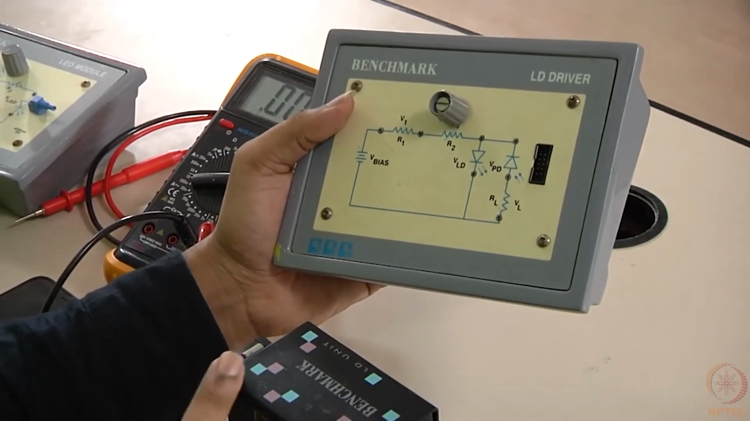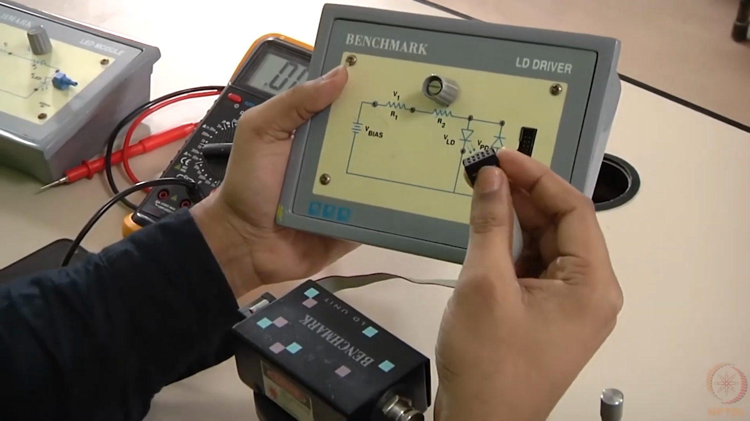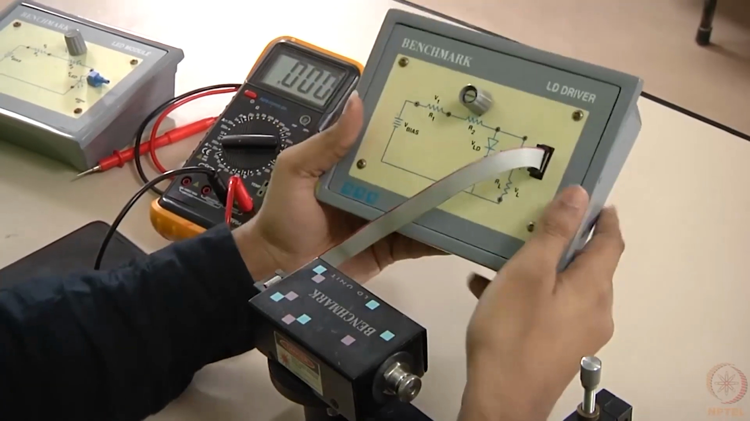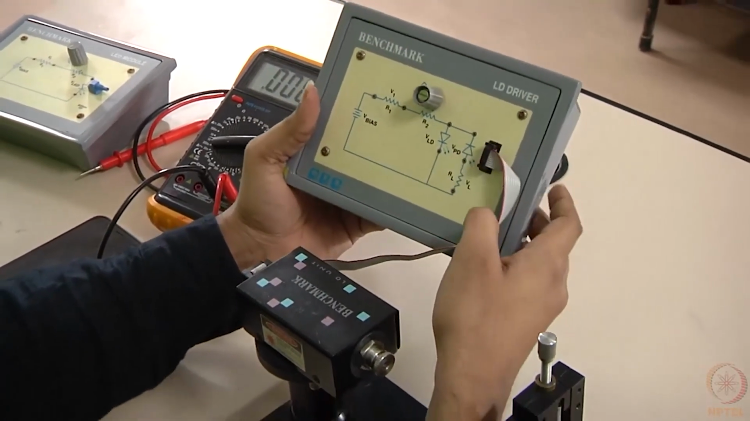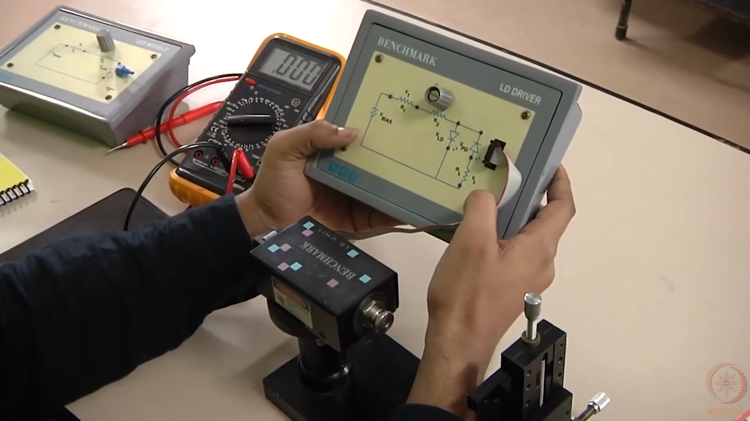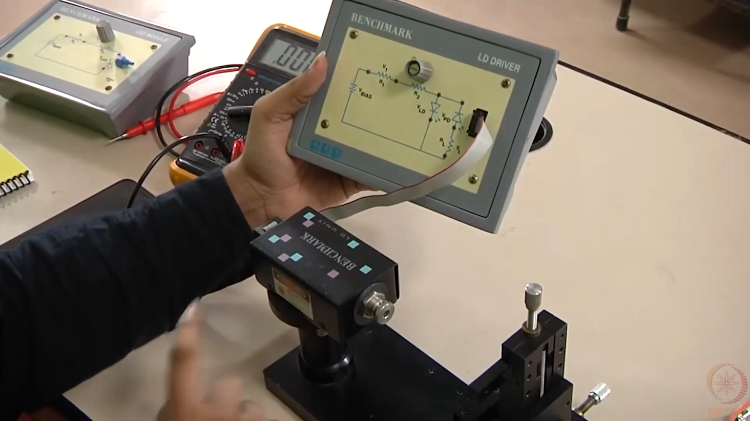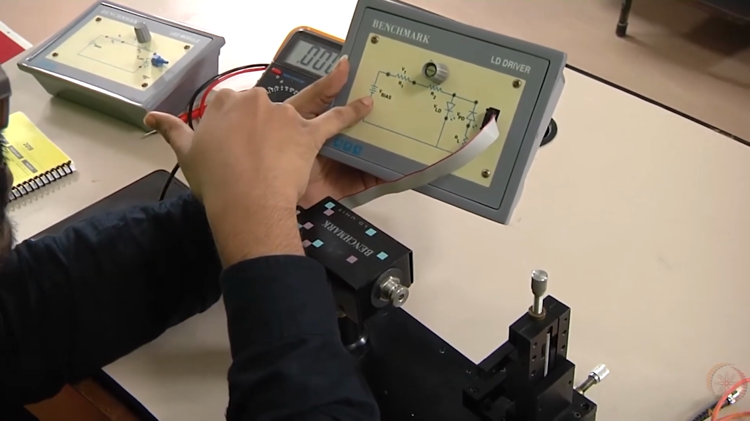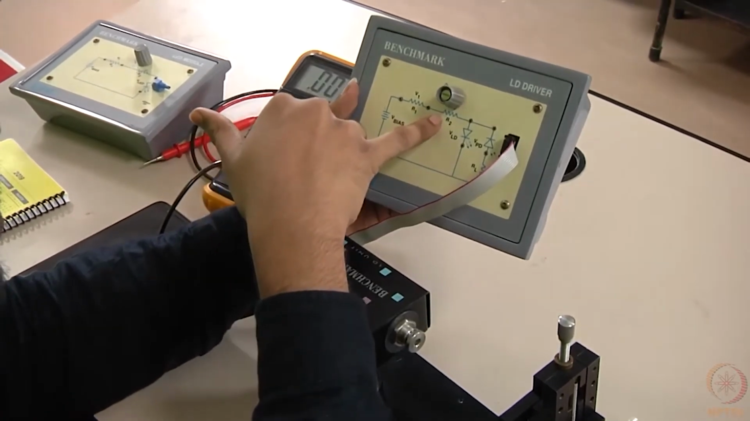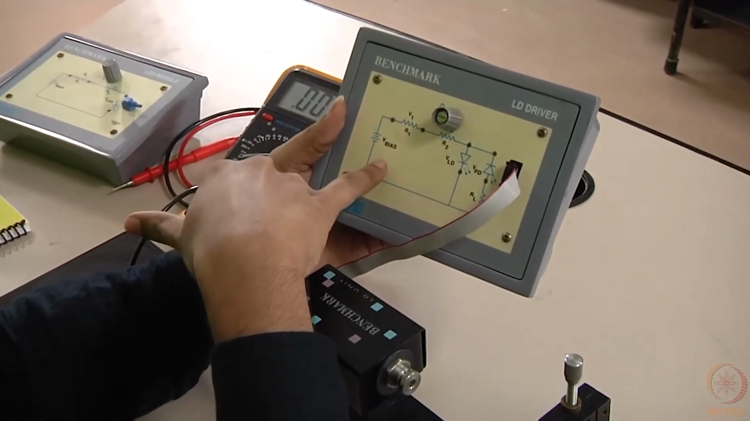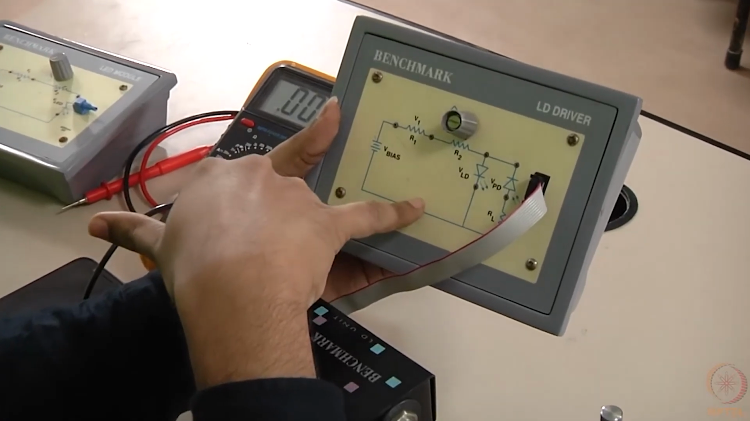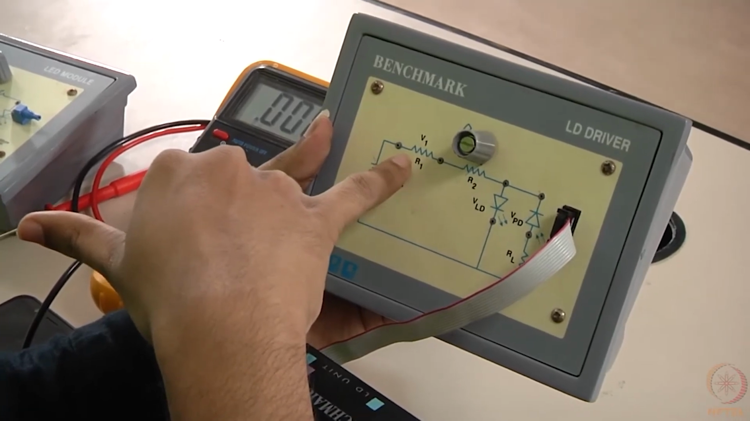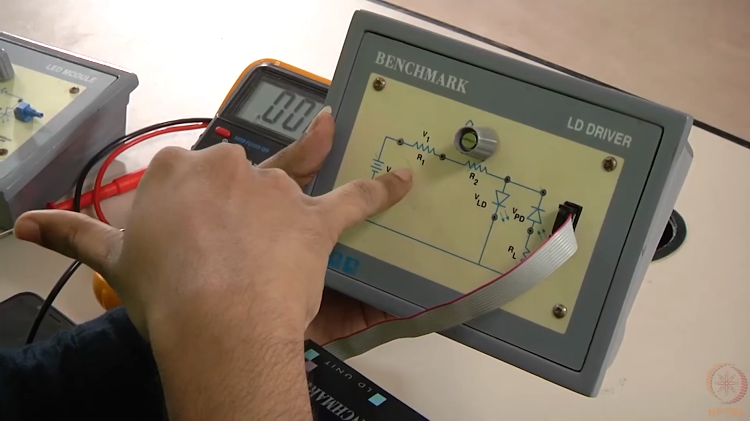This laser diode is connected to this driver using this cable. This laser diode driver is very similar to what we see in LED circuitry. To drive this laser diode, we have a voltage source here, which emits around 10 volts, and we have a variable resistance, that is a rheostat, in the circuitry to vary the current. Then we have a fixed resistance here, and using this resistance and the voltage across it, we measure the current in the circuitry.